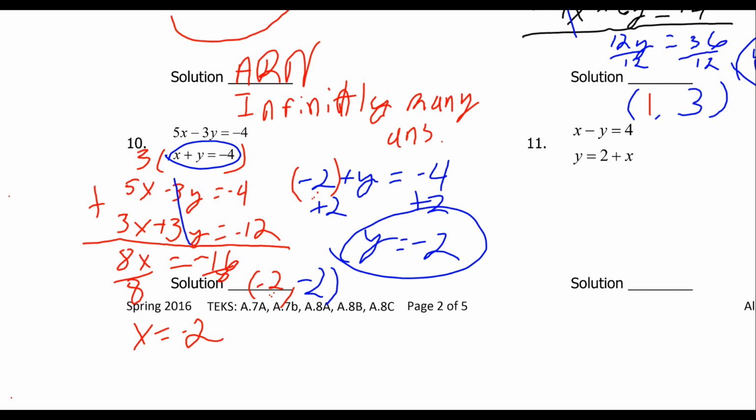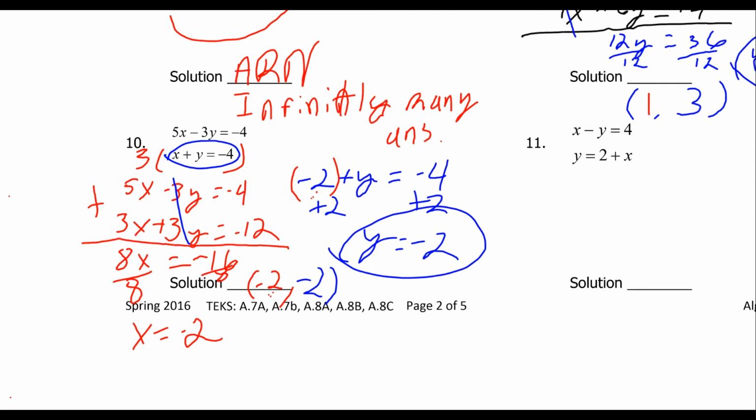Now, quick check, okay? Negative 2 times 5, negative 10. Negative 2 times negative 3 is positive 6. Negative 10 plus 6 is negative 4. Yes, did that right. Negative 2 plus negative 2 is negative 4. At least I hope it is, or we're in big trouble.